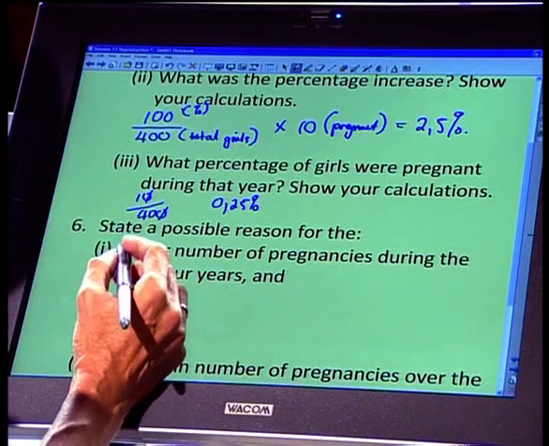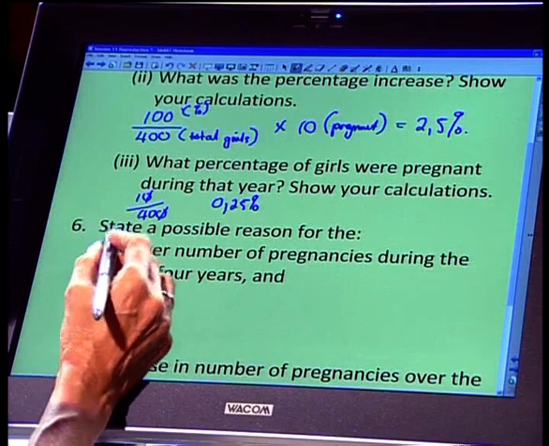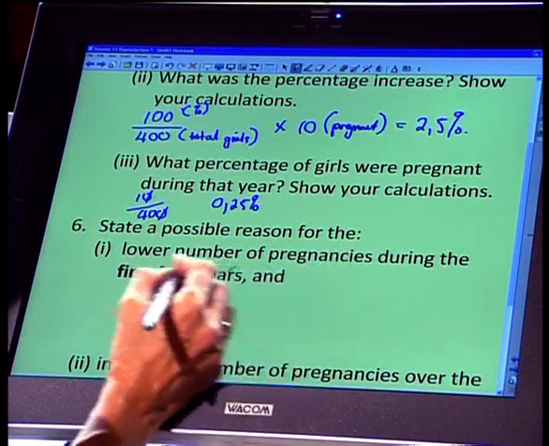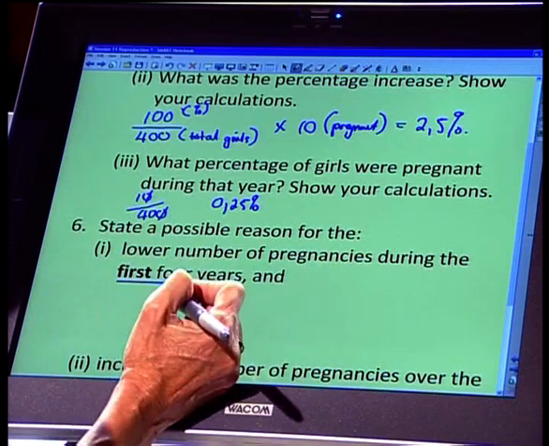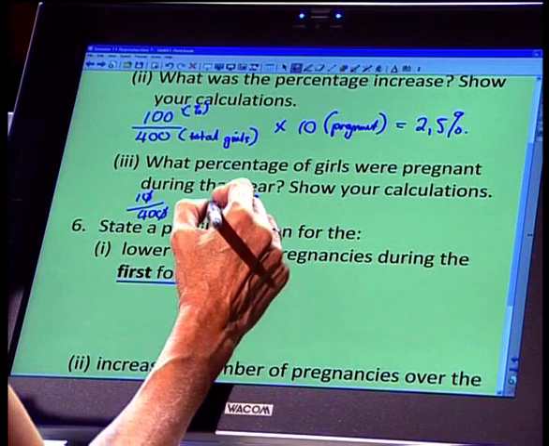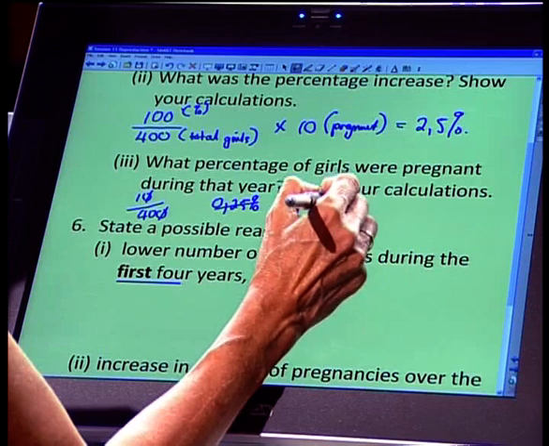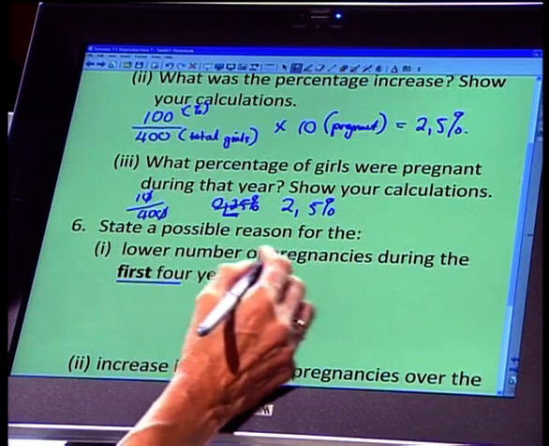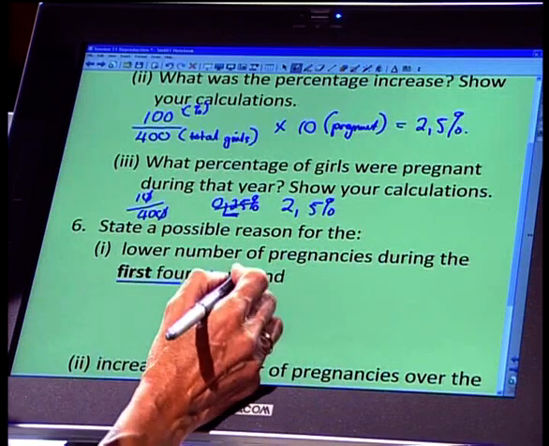All right, so if we move on, question 2.6: state the possible reason for the lower number of pregnancies during the first 4 years. I'm just looking here. Sorry, it's going to be 2.5% as well. I was looking at the noughts there. All right, state the possible reason for the lower number of pregnancies during the first 4 years.